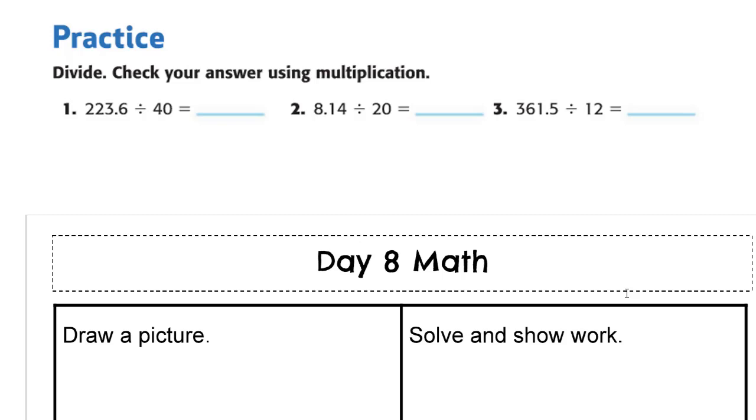So I'm going to set that up right here. I'm going to say 40 into 223 and 6/10. Okay? Now, I like to do the same because 40 isn't going into 22, so 40 is going to have to go into 223, and I do need to put my decimal up there, nice and chubby, so I can see it. Okay? So I'm going to do the same thing I've been doing.